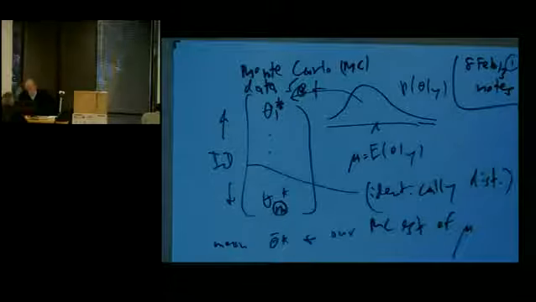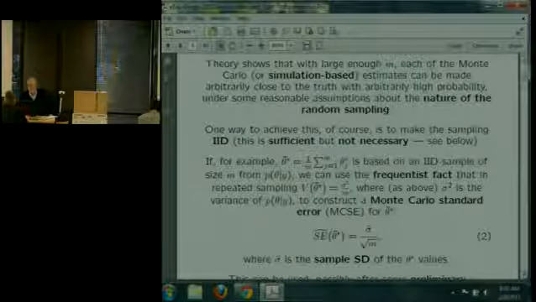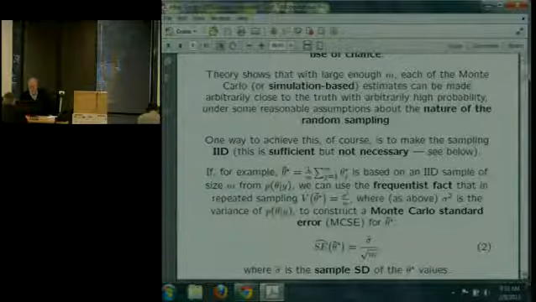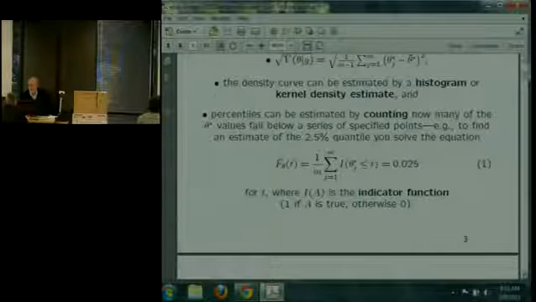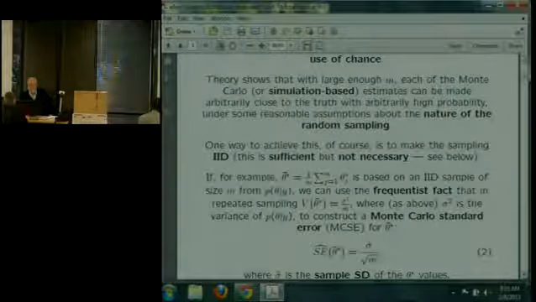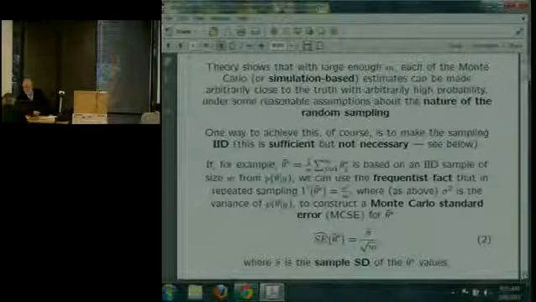So I've already mentioned why they're called Monte Carlo estimates. And theory, based principally on what's called the weak law of large numbers, shows that with a large enough m, each of the Monte Carlo, otherwise known as simulation-based, estimates that we just talked about, all four of them, can be made arbitrarily close to the real values in the actual posterior with arbitrarily high probability. This is now page 4 of part 3. Those four things are the Monte Carlo estimate of the posterior mean, of the posterior standard deviation, of the density curve, and of the percentiles. But you have to make some reasonable assumptions about the nature of the random sampling.